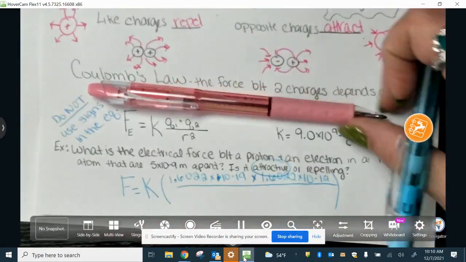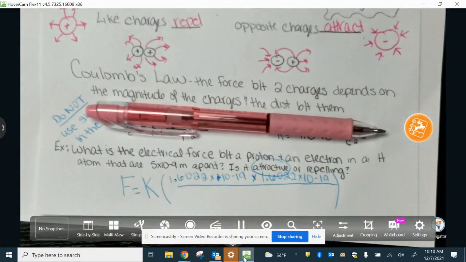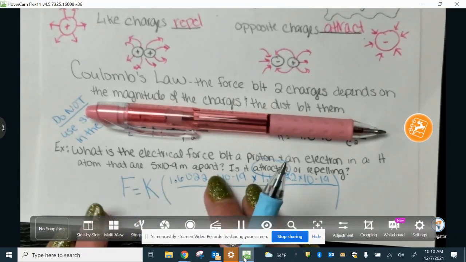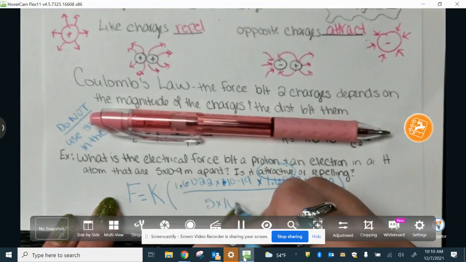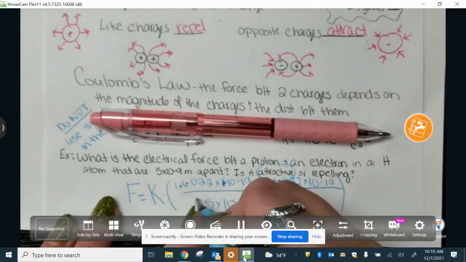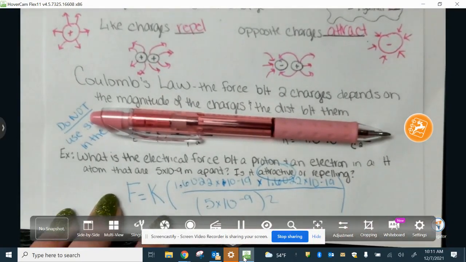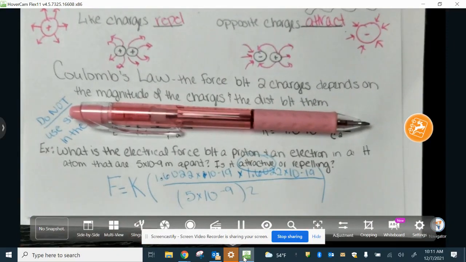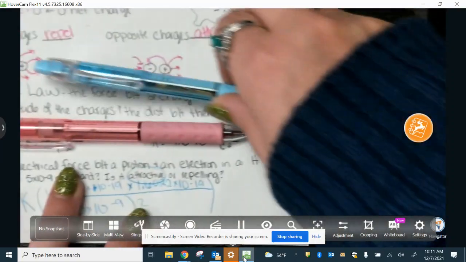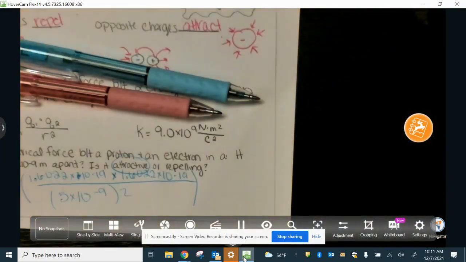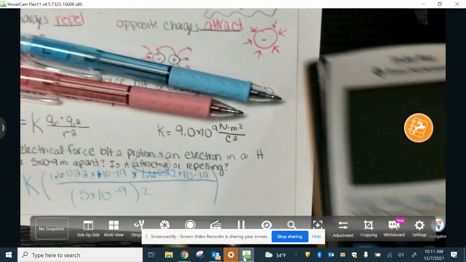Because again, protons and electrons. And then they have a distance of 5 times 10 to the negative 9 on the bottom. All right. This would be how you set this up. This is still calculator work though.